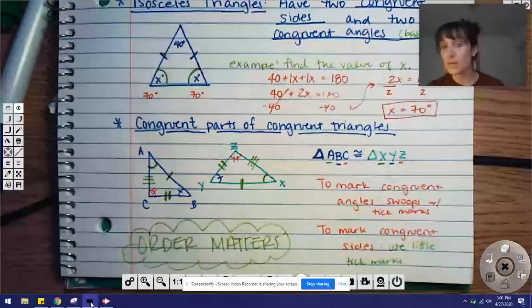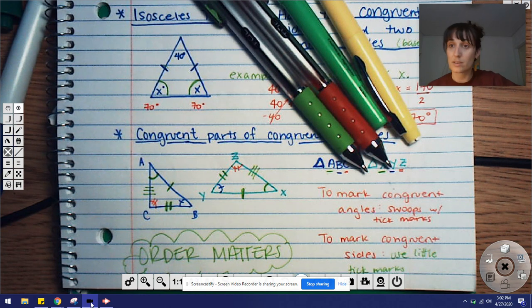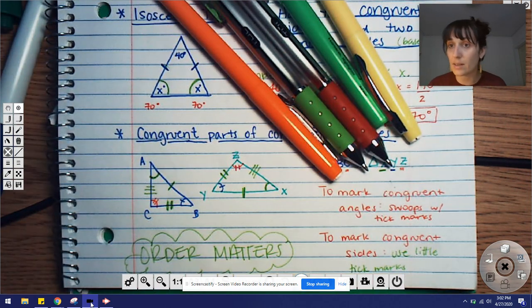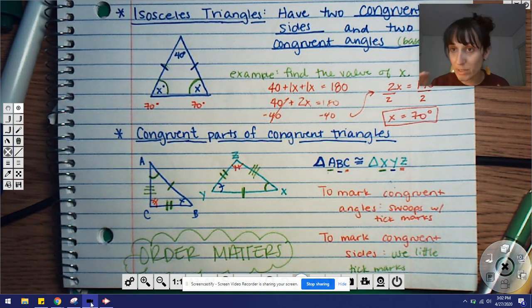And trust me, the more colors you have in front of you, the better. So get yourself some colored pencils, a crayon, a highlighter, make it work. Write down the problems, label, label, label. You're going to be great. Good luck.